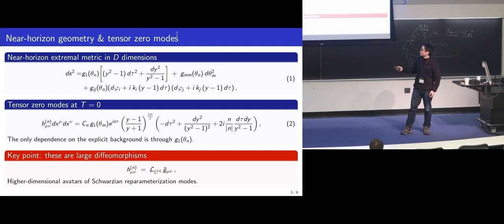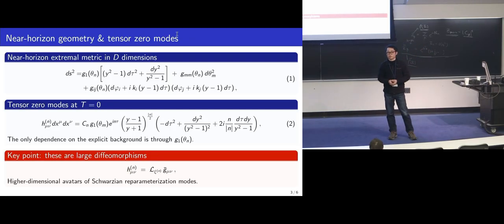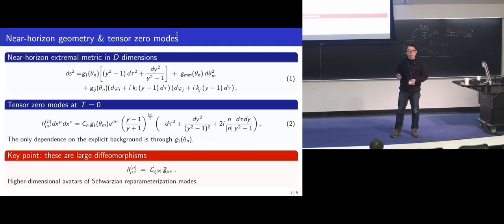We prove another lemma telling us there always exists this set of tensor zero modes. This G1 is the same G1 as above. These tensor zero modes are higher dimensional avatars of the Schwarzian boundary reparameterization modes. In this paper, we provide a one-to-one map. You can show that this index n here is the same n you use for the Fourier modes on the boundary reparameterization.